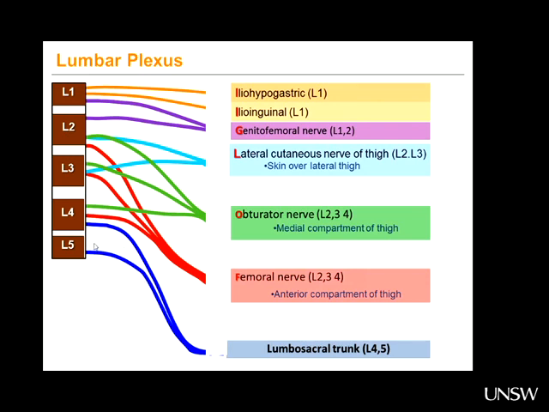It's called the lumbosacral trunk, and it's formed by L4 and L5. And via this trunk, we then join the sacral plexus. Okay. So the sacral plexus is what we're going to talk about just now.